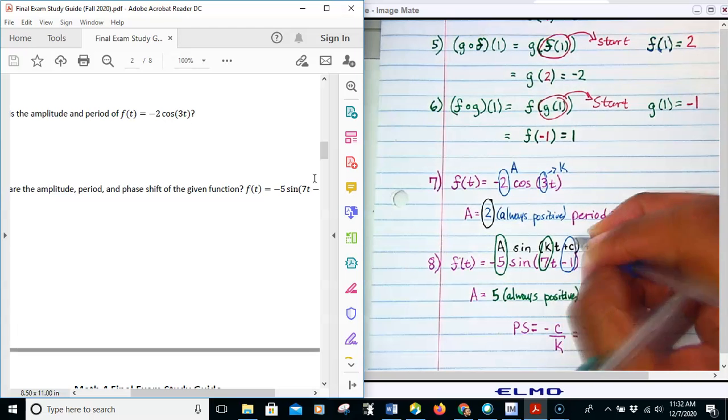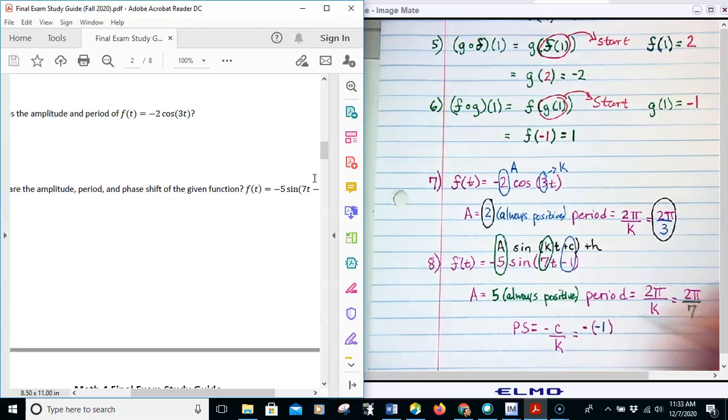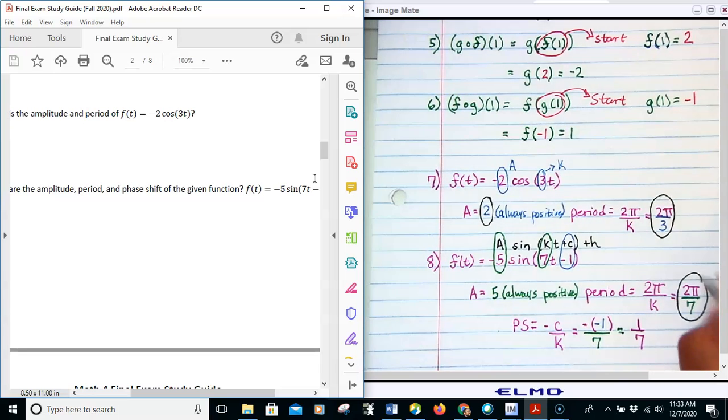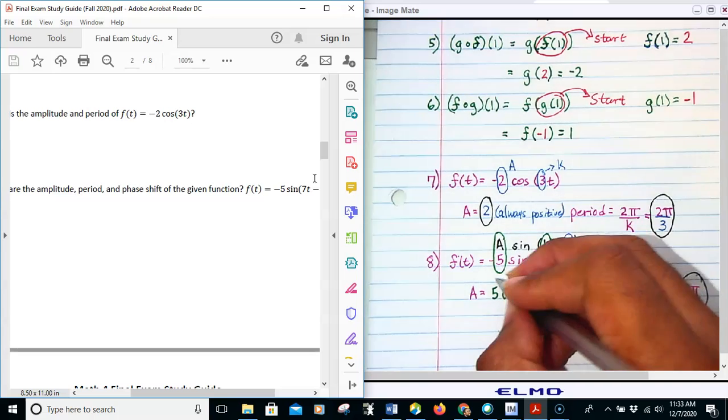All right, so here our C is -1. So put a -1 there. Our K we set was 7. So we have a -1. That reduces down to a +1 over 7. Look at that. So it means our period is 2 pi over 7. Our phase shift is 1/7. And our amplitude is 5.